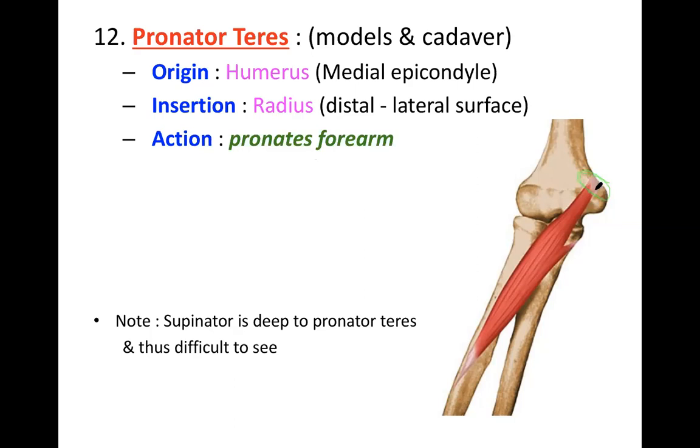But pronator teres is going to come across from the medial epicondyle way over to the opposite side of the radial bone, sitting on the shaft of it, that distal lateral side. And so its job is going to be to rotate the forearm in a pronation. So hence the name pronator teres. Now, just like teres major and teres minor, the muscle has a very cylindrical shape to it. So that's why they call it pronator teres. All right, so that's the first one.